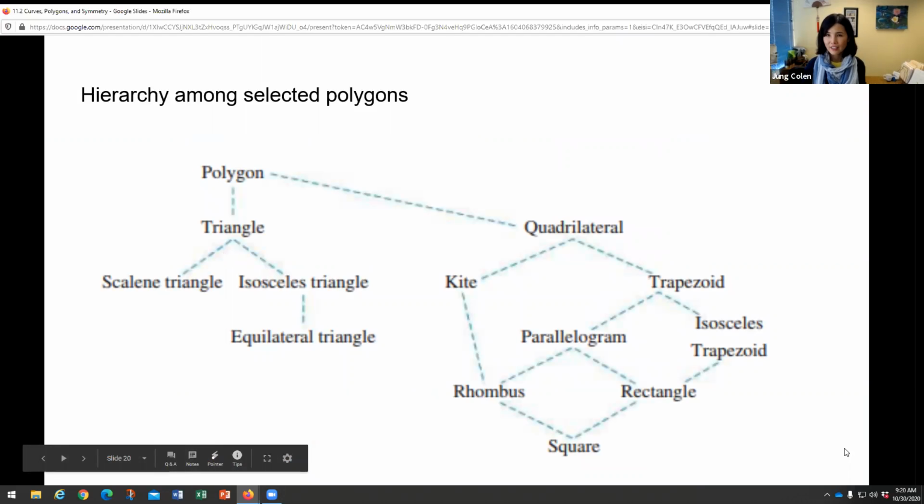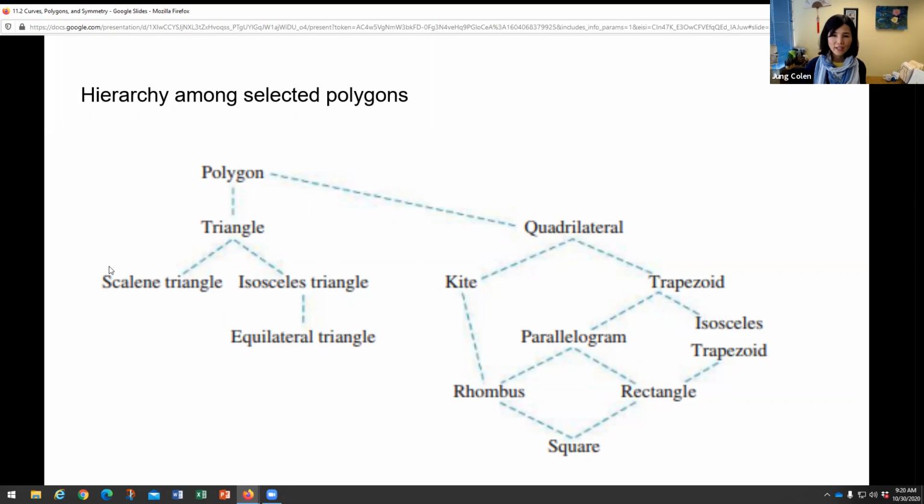So here is a hierarchy among triangles and quadrilaterals. Of course, polygon includes more than triangle and quadrilateral. There's a pentagon, hexagon, heptagon, octagon, and so on. We're talking about only triangles and quadrilaterals for elementary level. So for triangles, you need to classify the triangles by the length. If no lengths are equal, we call that scalene. If at least two sides are congruent, we call it an isosceles triangle. I said at least two sides are congruent, right? Then if all three are congruent, we call that an equilateral triangle.